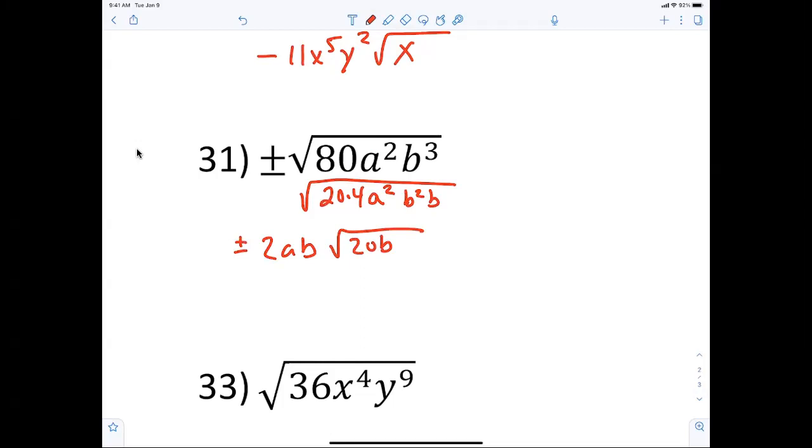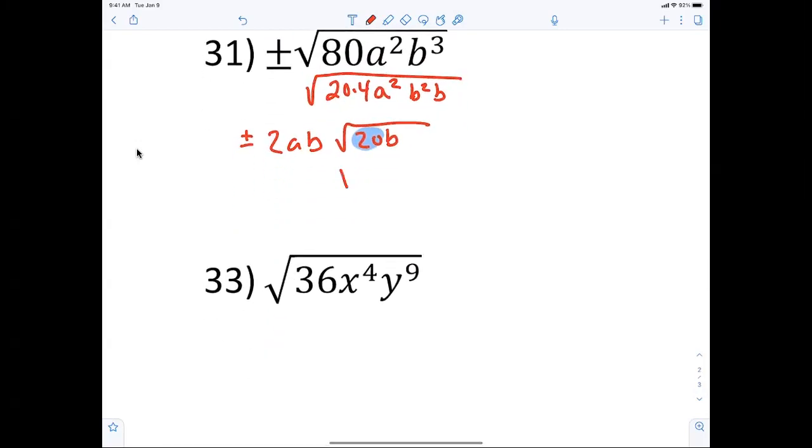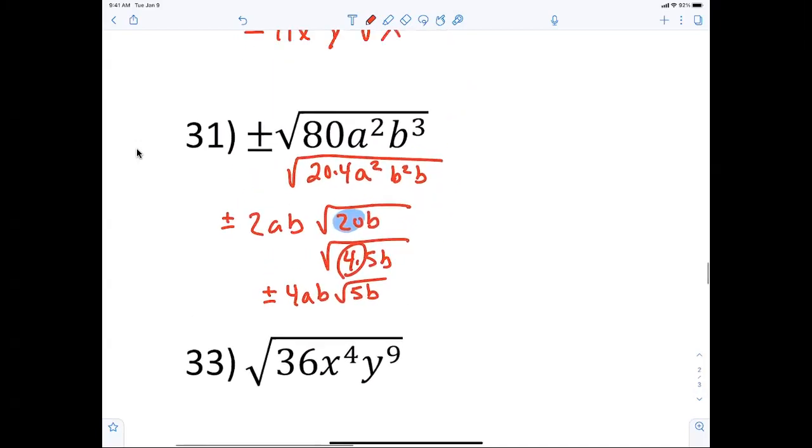However, we're not done because 20 has a perfect square in it also. What perfect square is in 20 again, guys? 4 times 5b. What's the square root of 4? So when I bring it out, I do what? Multiply. So that answer is plus or minus 4ab radical 5b. Now, for those of you who know your facts, it would have been much easier if you just did 16 times 5. 80 is one that's usually on the test because it's kind of hard to see. There are 2 perfect squares in 80.